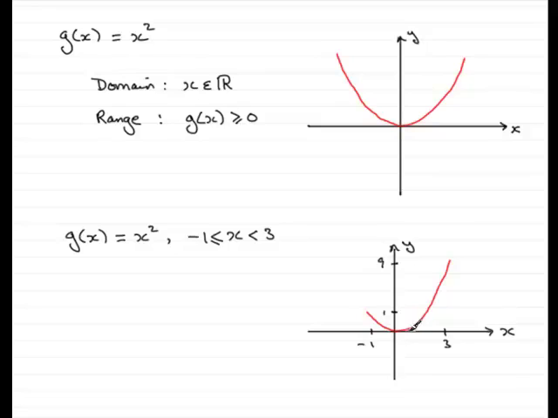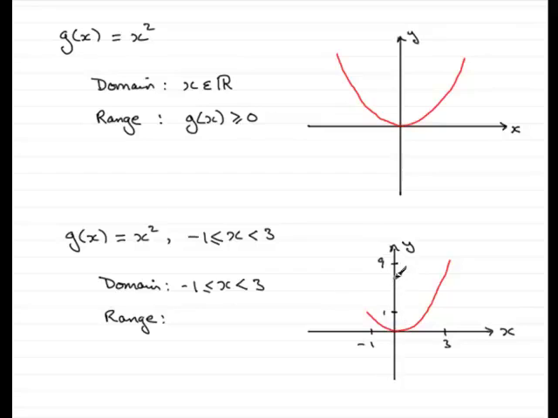So what is the domain? Well, we know that the domain is essentially what we're given. That is, x is greater than or equal to -1 but less than 3. But what about the range? What is the range in this particular example? Well, it's not from 1 to 9. It's from the lowest point here, which is 0, all the way up to 9.